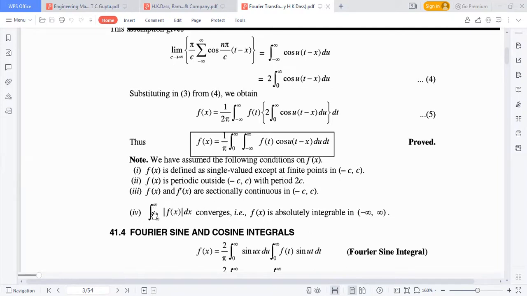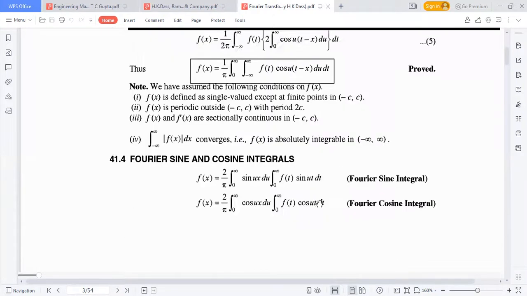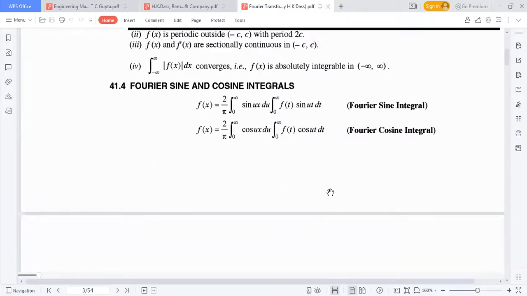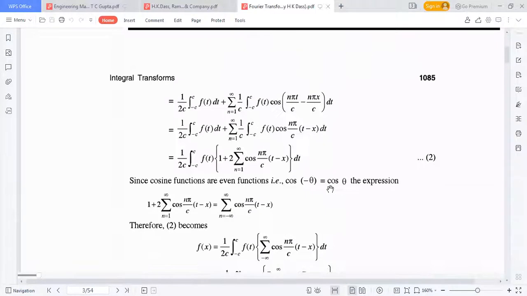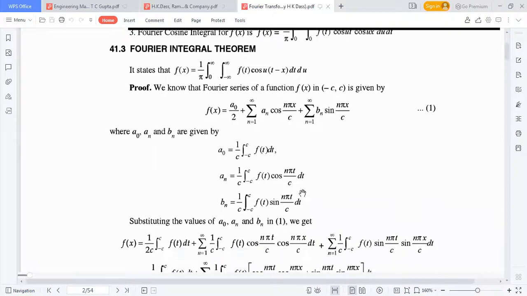And from minus infinity to plus infinity, the integration of the absolute value of this function must converge. That means f of x is absolutely integrable from minus infinity to plus infinity. If this integration converges, then the function will be integrable. So now this is actually the Fourier integral theorem.